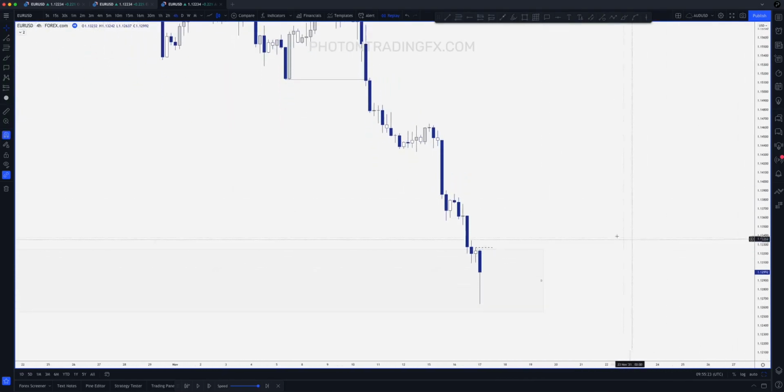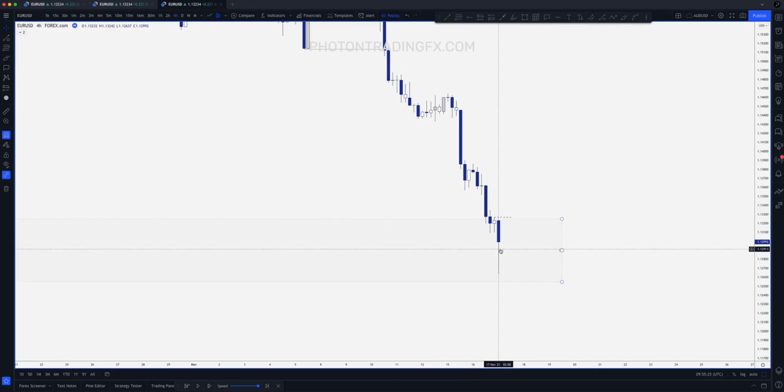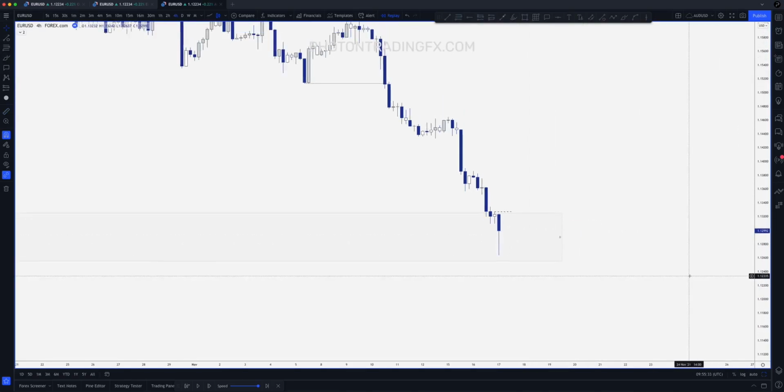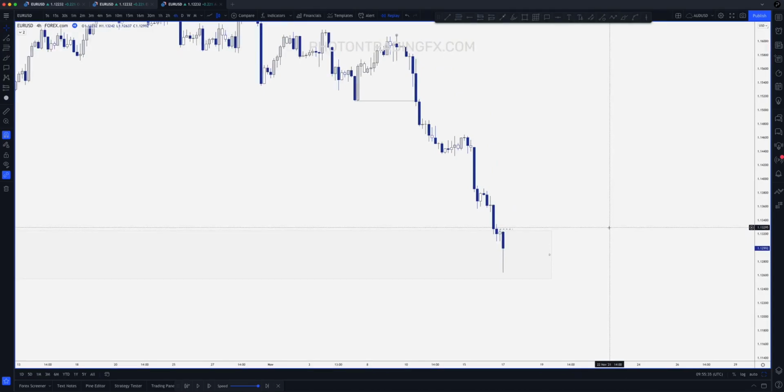Now, other thing you notice as well is look at the size of the wick on this candle. If I just measure that, that is a 35 pip wick on one 4 hour candle. Now, euro dollar is probably the most traded currency pair in the world. Forex market, it's about $7 or $8 trillion worth of daily volume. To move this currency pair that amount of pips, it takes a hell of a lot of volume.